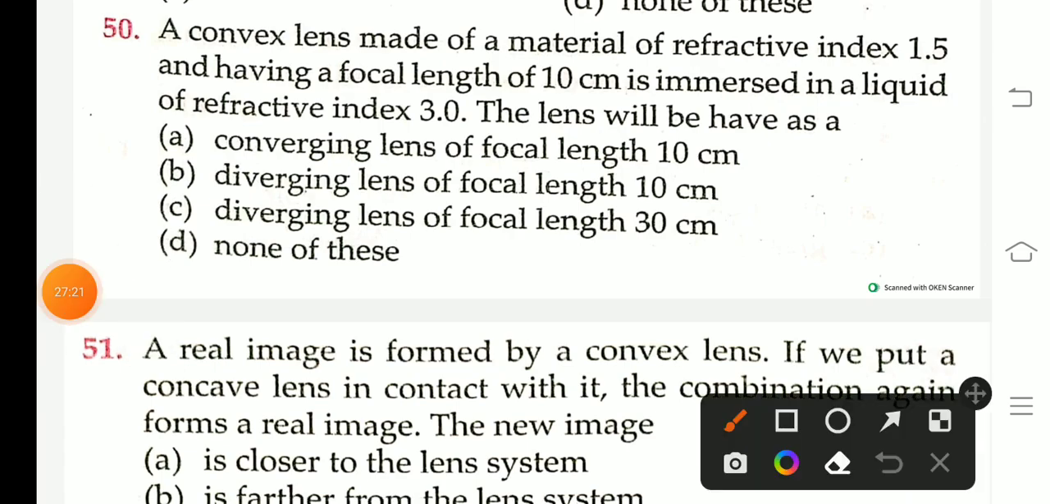Next, a convex lens made of a material of refractive index 1.5 and having a focal length of 10 cm is immersed in a liquid of refractive index 3. The lens will behave as a... right answer will be option B, diverging lens of focal length 10 centimeter.